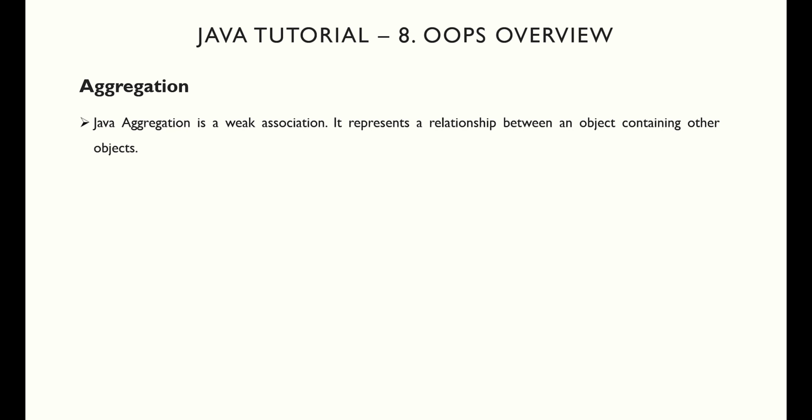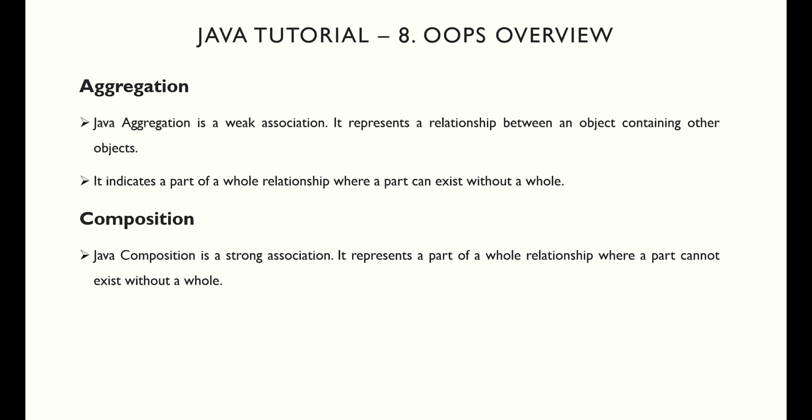Aggregation. Java aggregation is a weak association. It represents a relationship between an object containing other objects. It indicates a part of a whole relationship where a part can exist without a whole. Aggregation represents a has-a relationship. It is one way or unidirectional. For real world example car, consider car and a passenger. Car can have multiple passengers. If one passenger is removed, car can still function without the passenger.